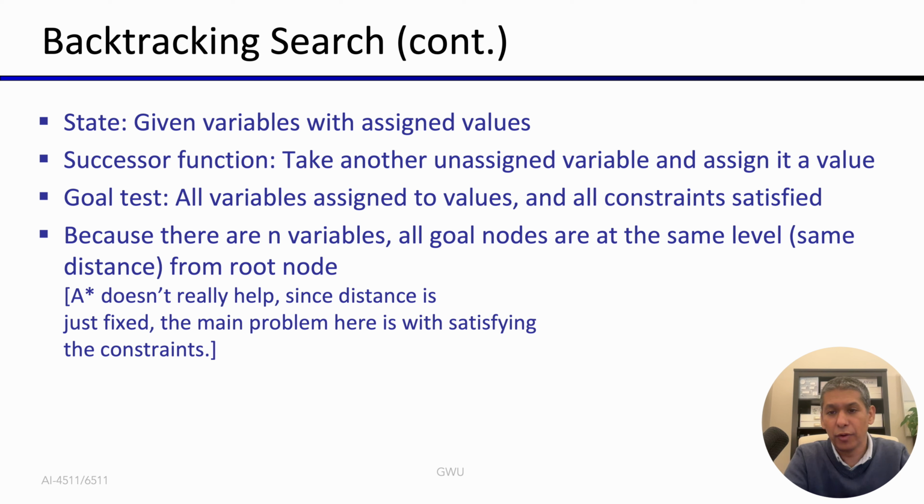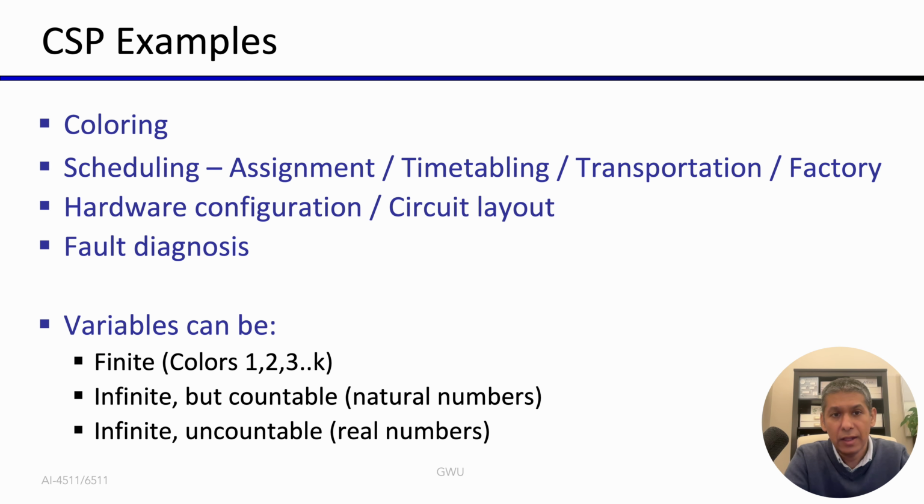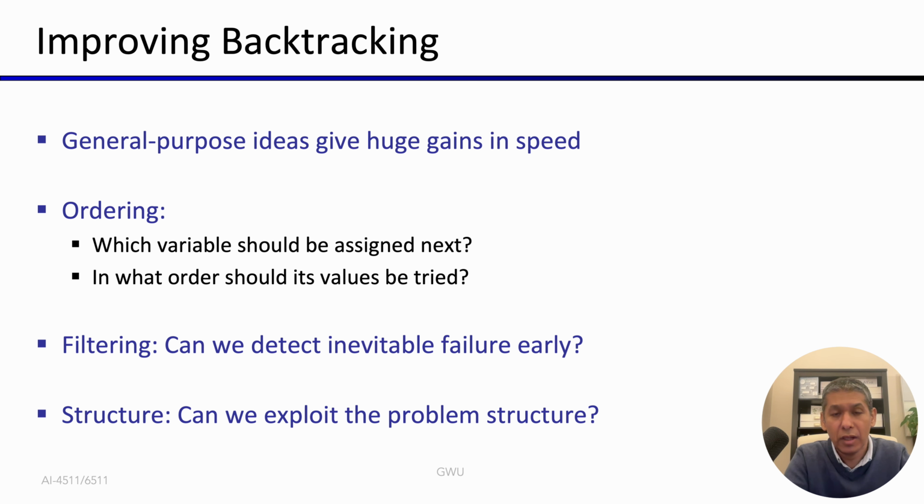Because there are n variables in this backtracking search, all goal nodes are at the same distance. Therefore, using an algorithm such as A star is not really helpful because the distance is just fixed. The main problem here is satisfying those constraints. There are many examples of CSPs, coloring, scheduling, etc. And again, the variables can be finite, infinite, uncountable, etc.